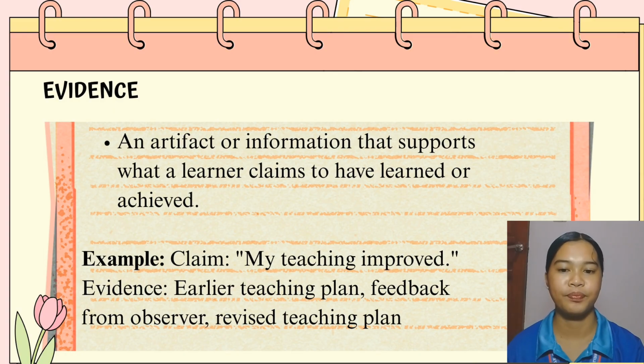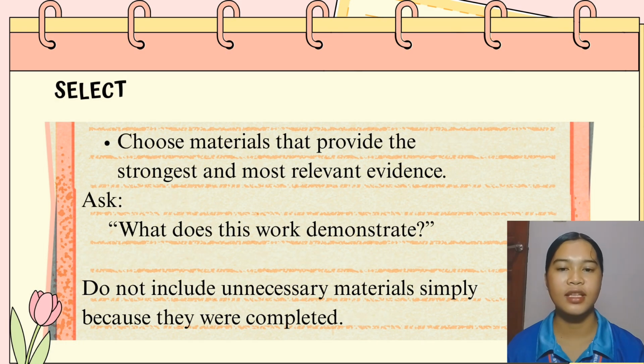That is a claim. But if I want to prove that my teaching improved, I need evidence. I can show my earlier teaching plan, the feedback from my observer, and my revised teaching plan. Selection. Selection means choosing the artifacts that are most relevant to the purpose of the portfolio. This means we do not have to include every single document we have. We should choose the materials that provide meaningful evidence.